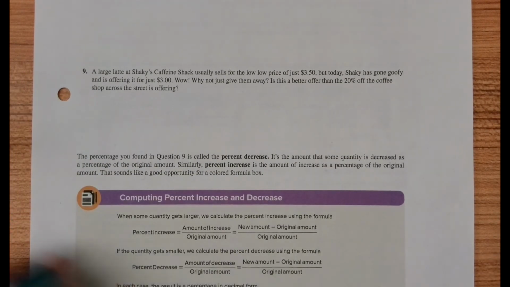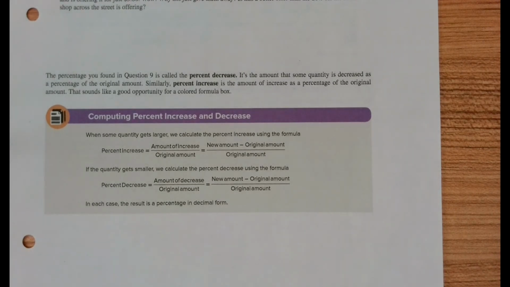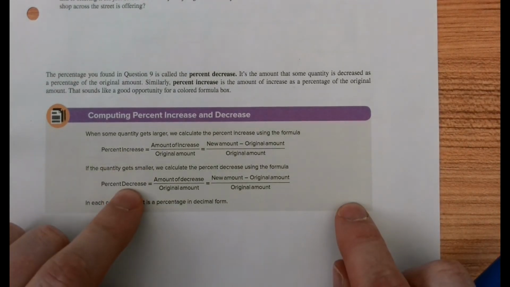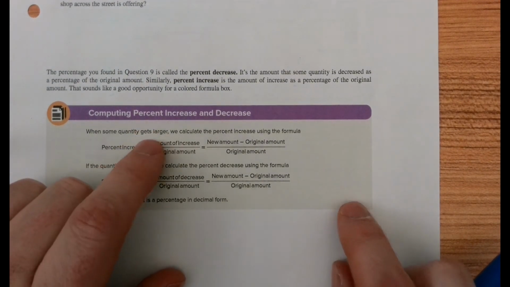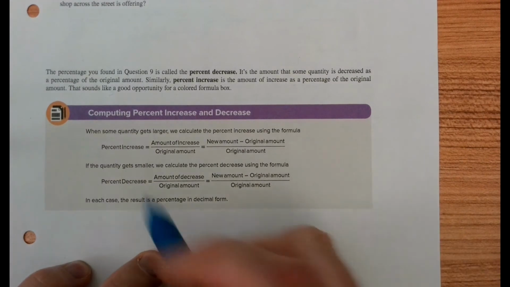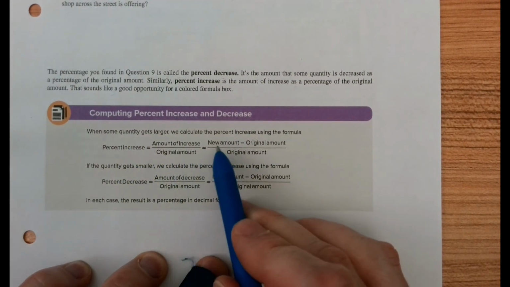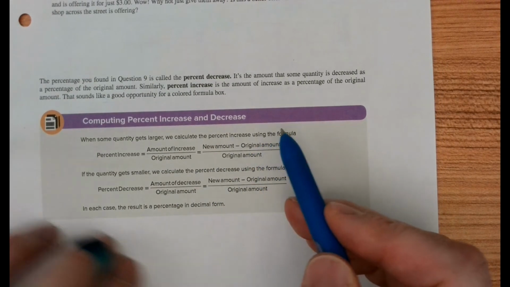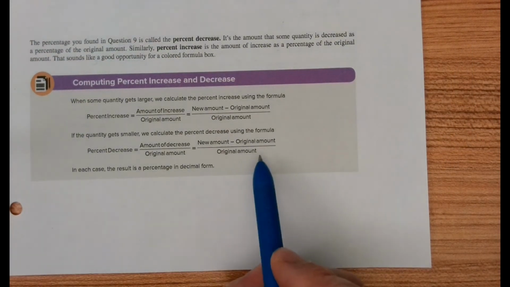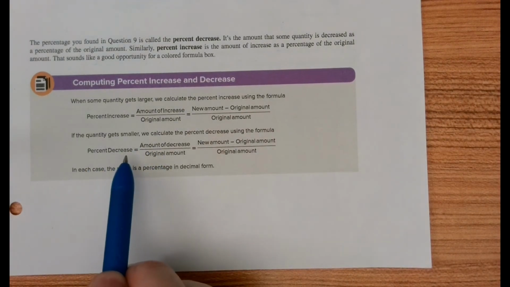So that leads us to two formulas that I was more or less demonstrating here. That's the idea of percent increase and percent decrease. So if we get a quantity that's getting larger, then we can calculate the increase by the amount of increase divided by the original amount, or this idea of new minus original divided by original. If it's getting smaller, we do essentially the same thing, the new amount minus the original. So they're the same formulas. The difference is this percent decrease is going to be a negative number.